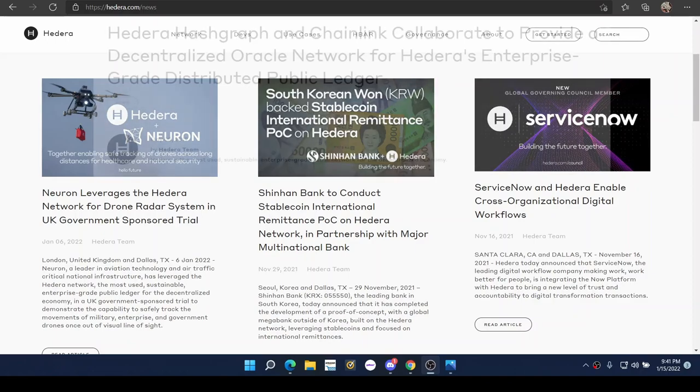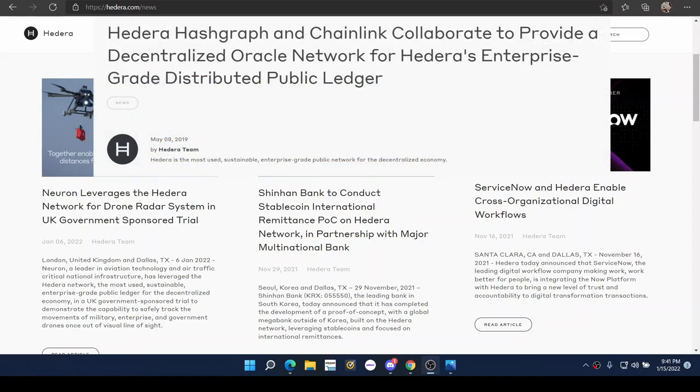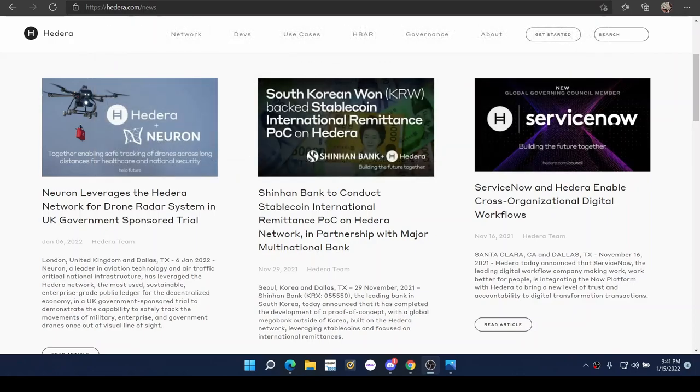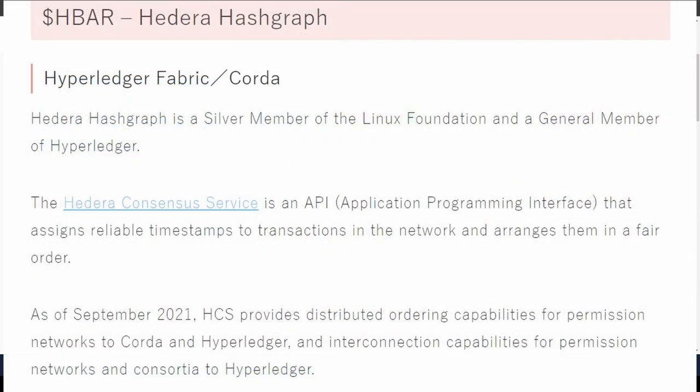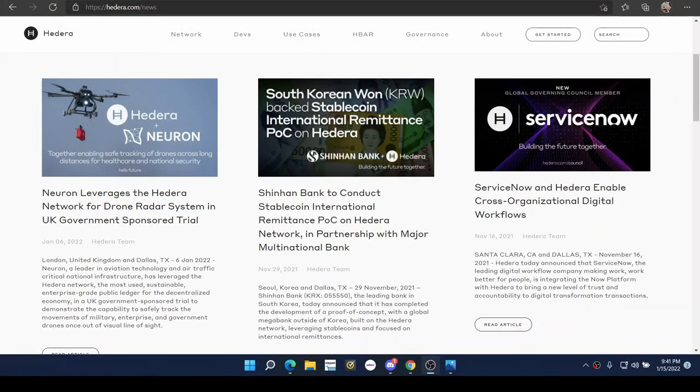A couple other pieces that I want to hit is that we already know that Hedera Hashgraph is partnered with Chainlink. We also know that Hedera Hashgraph is a member of the Linux Foundation. They are also a governing member, a general member of Hyperledger. And we already talked about what the Linux Foundation is, but we did not speak about Hyperledger. But Hyperledger is basically a collaborative effort for all developers who are interested in the space, who want to promote the use of blockchain-based decentralized ledgers or distributed ledgers.